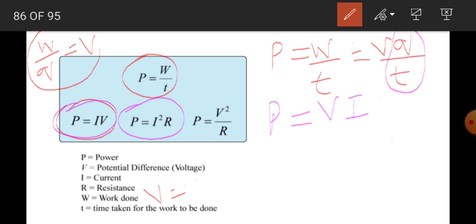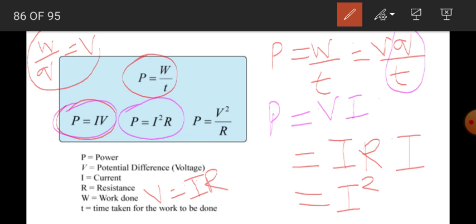V is equal to IR, right? So if I replace this V here, in place of V I can write I is equal to R, right? And I is already there. So what will this become? I square R. So we have got the second equation as well, isn't it?